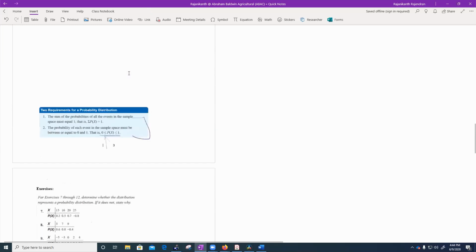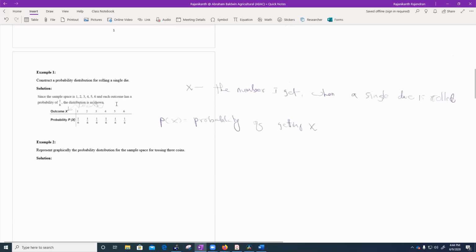So now, let's go back to the first probability distribution table. So this is my probability distribution table.